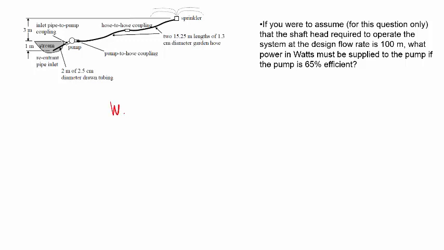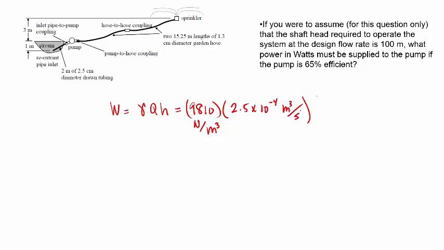Okay, so same equation we'll use, but now it's 100 meters. I'm not going to put the units because I'm using the basic units. Well, let me put it. Meters per second, and then I have 100 meters. So this is 245.3 watts. That is the power that needs to go into the water, not to the pump, because the pump is 65% efficient.